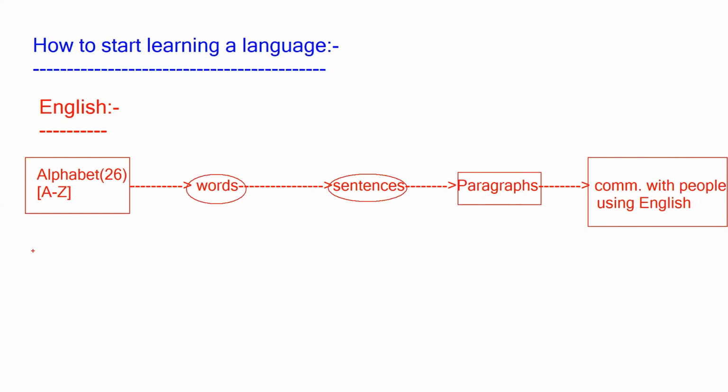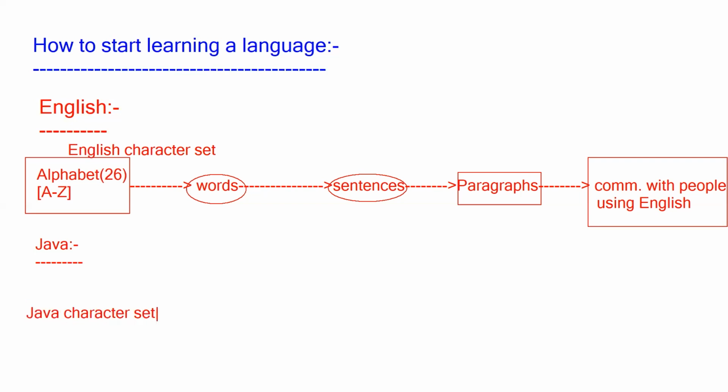Now, if I want to learn the Java language, in a similar way I'll be learning Java. Of course, Java is a programming language, but learning Java is a little different. Here, what I'll call English alphabets, I'll be calling the English character set. Similarly, the Java language has a Java character set.